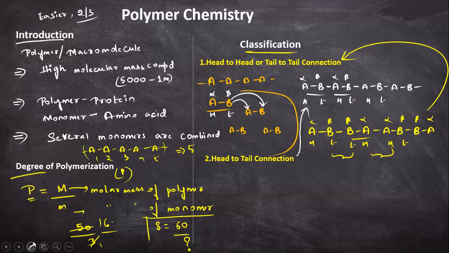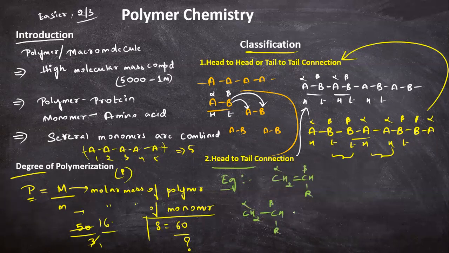Let me take one example. Let me take a monomer unit CH2 double bond CHR. This is a monomer unit. Let me see the connection for head to tail. So this is alpha, this is beta. So CH2, CHR. Beta is connecting to alpha now. CH2, CHR. Again CH2, CHR. Getting? So this can be the example for head to tail connection. Alpha, beta. Getting?